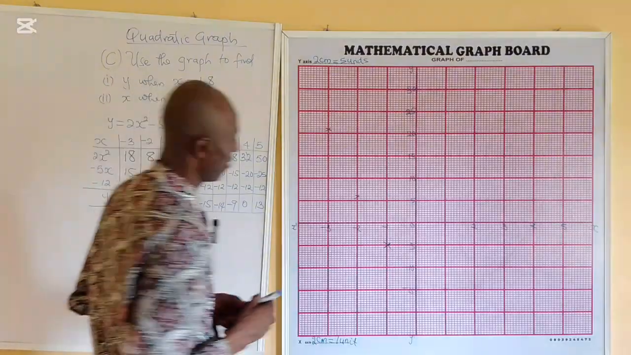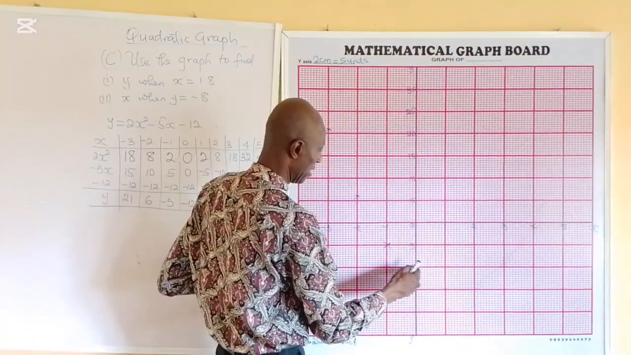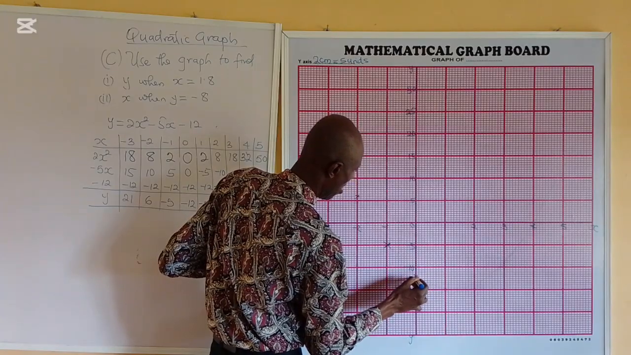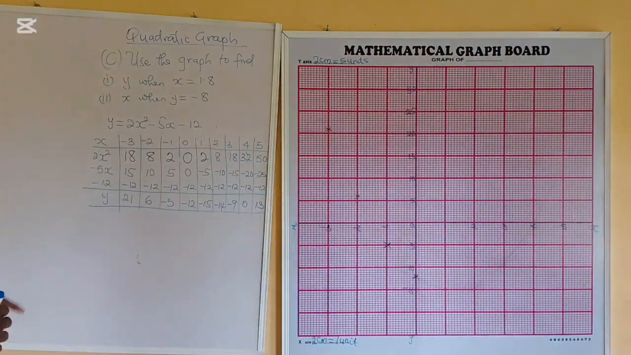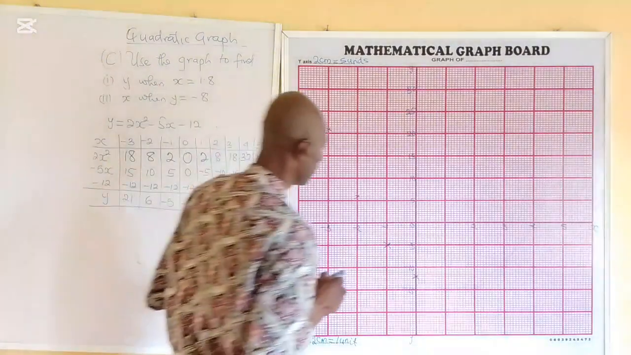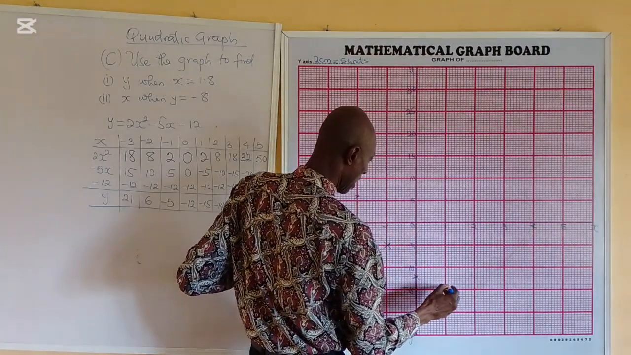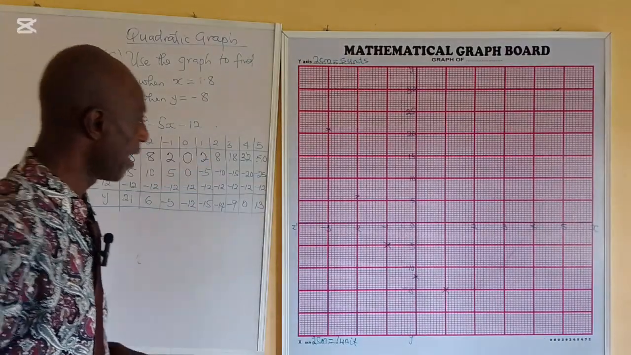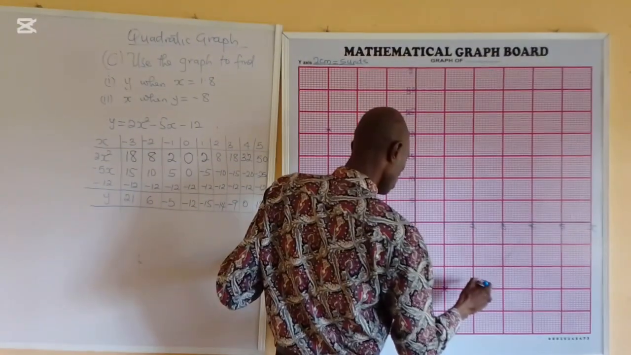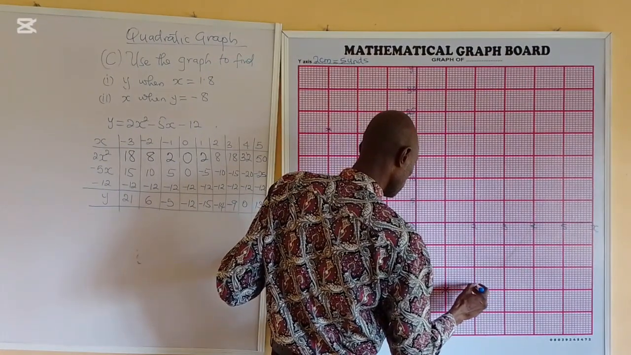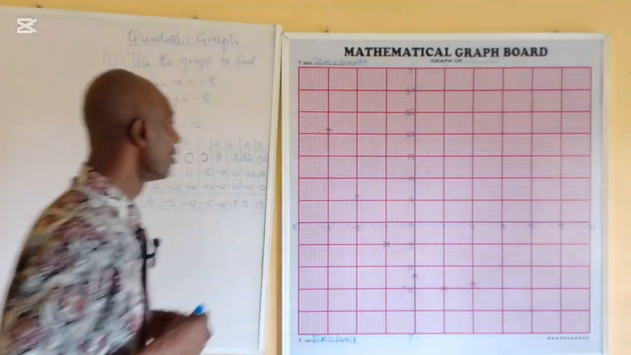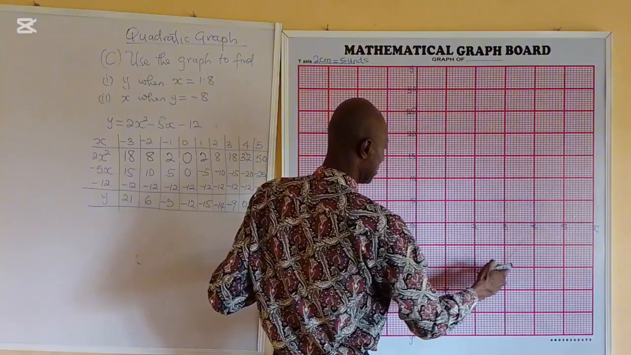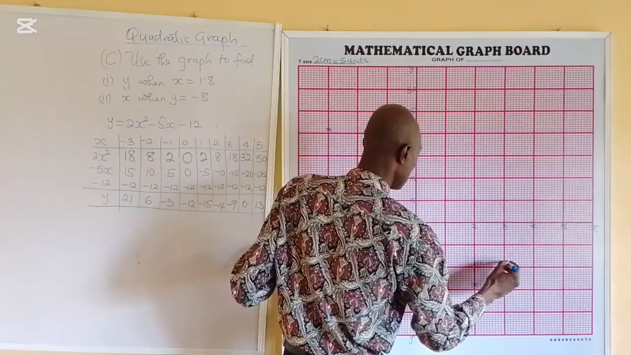0 is minus 12. This is the 0 line. Take it to minus 12. Yes, minus 10, minus 11, minus 12. Then 1 is minus 15. Take 1, look at minus 15. 2 is minus 14. Look at 2, look at minus 14. 3 is minus 9. Look at 3, look at minus 9. Here is minus 9.